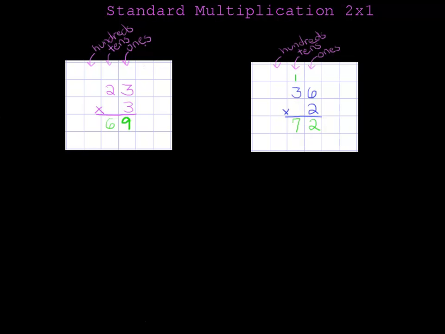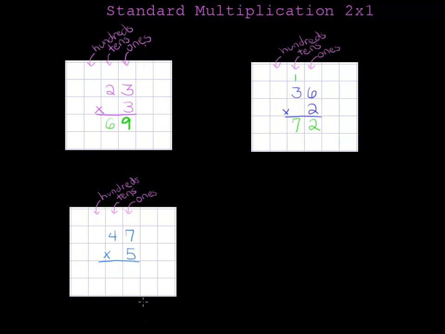Let's try another problem that also has carrying. So I'm going to always multiply my ones column first, and when I do that I have the 7 that I'll multiply the 5 times the 7. So 5 times 7 is 35. But 35 does not fit in this space, so I have to split it up and carry the 3.